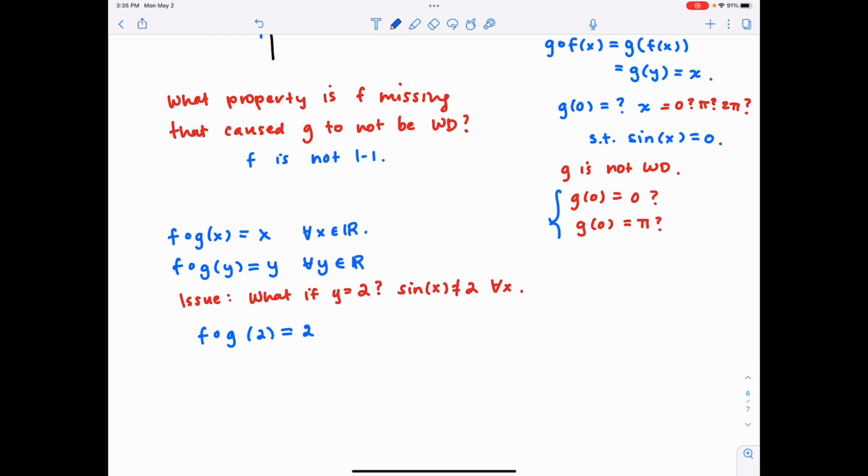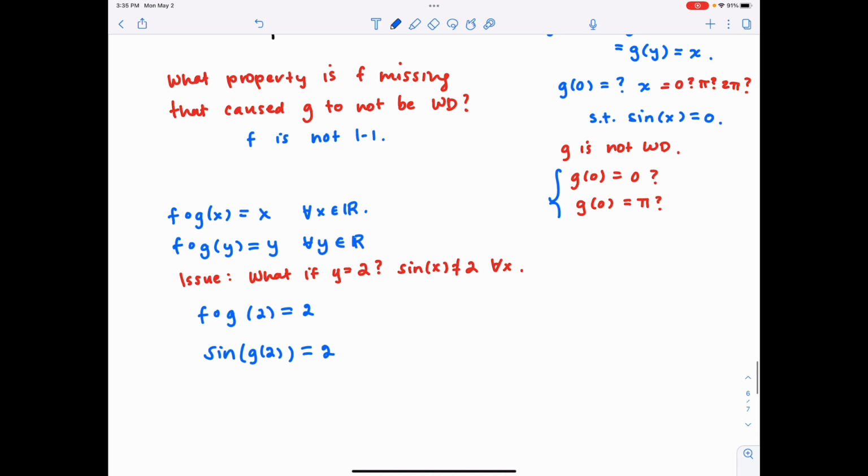But on the other hand, that's like saying sine of G of 2 is supposed to give me 2, because F is just accepting sine of G of 2. If you want an extra step here, you can say this is F of G of 2; make a replacement for F. That's how we're getting this sine of G of 2. Well, that's not going to happen. Sine is never equal to 2.